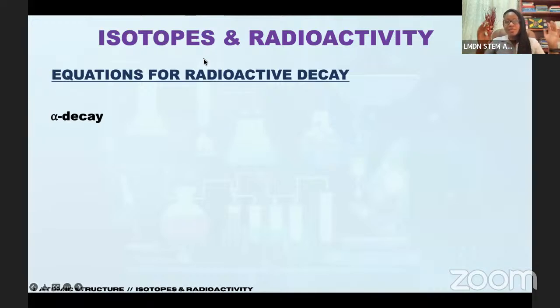Okay, so now I'm writing the equation of radioactive decays. The first one we're going to write is when the decay product is an alpha particle, right?